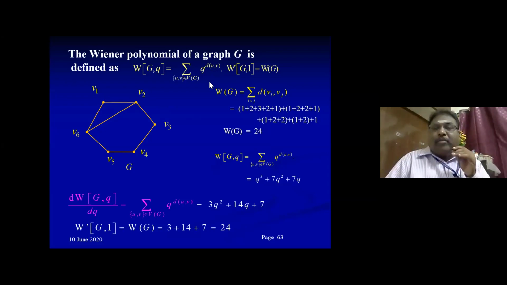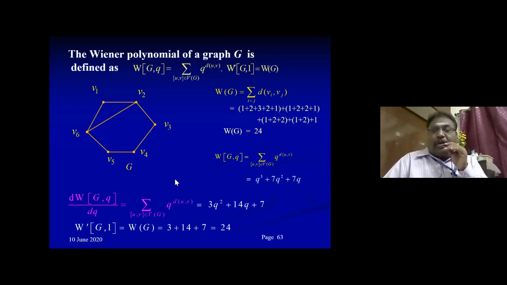In the example, how do we calculate the Wiener polynomial? Of course, the Wiener index of the graph we can calculate. W(G) is the sum of the distances between all the vertices, one pair at a time. It has got to be 24. So V1 with V2, V1 with V3, V1 with V4: 1, 2, 3, 2, 1. Then V2 with V3, V4, V5: 1, 2, 2, 1. Finally, V6 with V1 is 1. Fine. 24 is the answer.